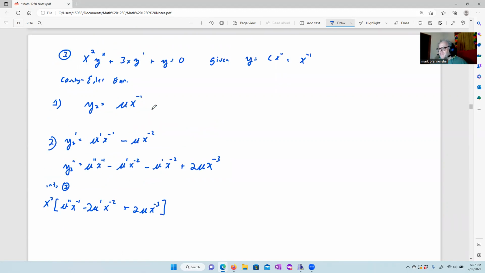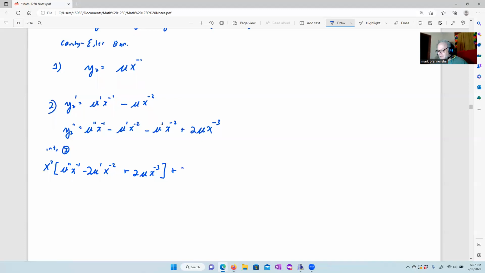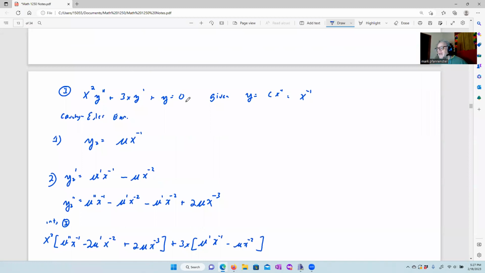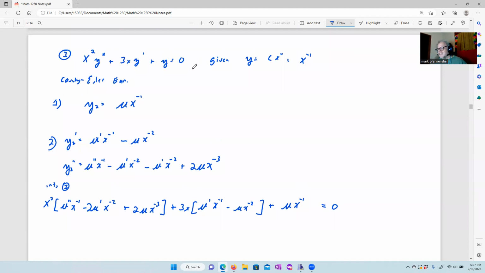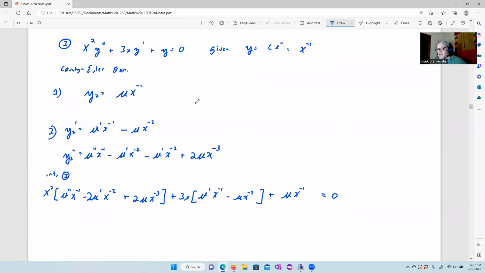Then we have plus 3x times our first derivative. The first derivative is u tick x to the negative 1 minus u x to the minus 2. That's the second piece of our original problem. And then we're going to add in our y. This is y1 times u, so this is u x to the minus 1. And what was this equal to? Going back up here, it's a homogeneous equation, so we are going to have equals 0.